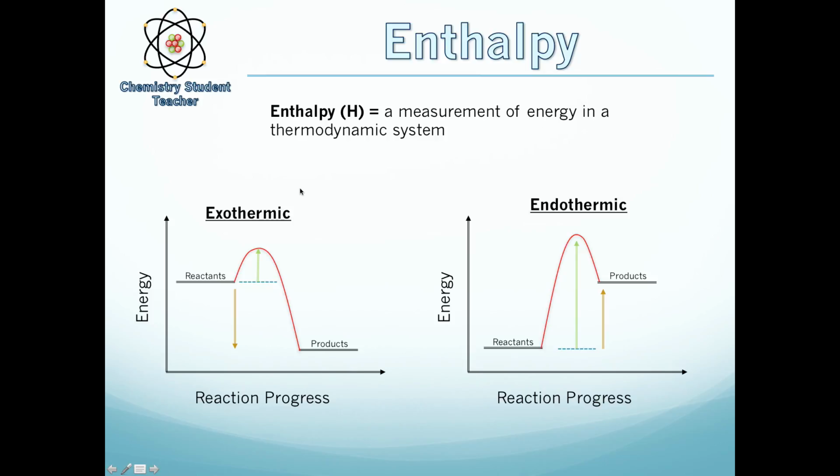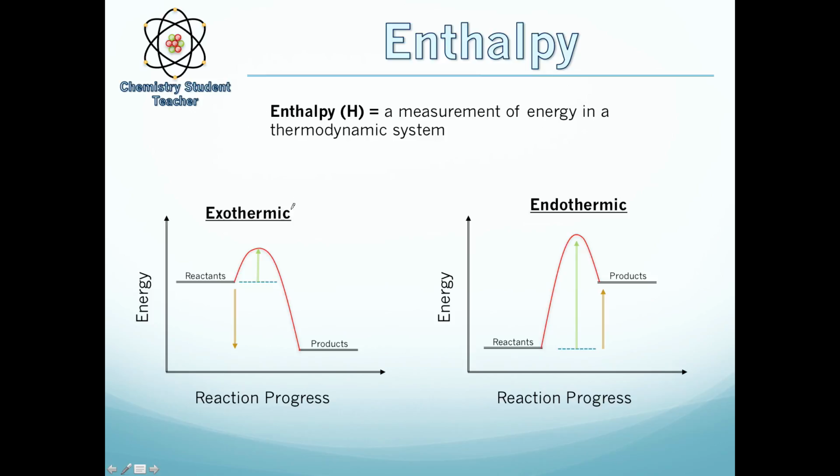So you need to know how to draw these diagrams that you see below, the exothermic and endothermic one, and I'll tell you how and what everything relates to. On the y-axis you have energy. On the x-axis you have reaction progress or reaction coordinate, however you would like to label it. Now, in a reaction you have reactants going to products, and there's an activation energy in there.